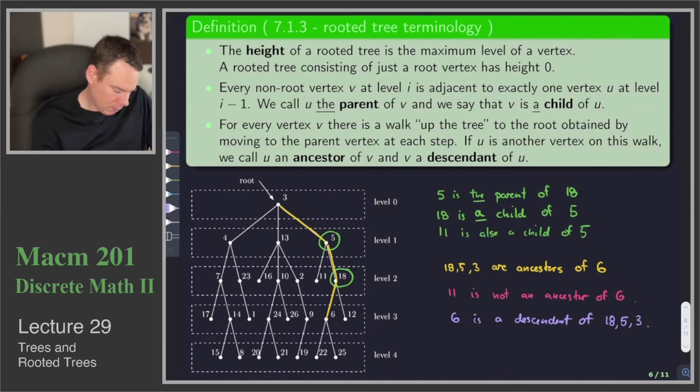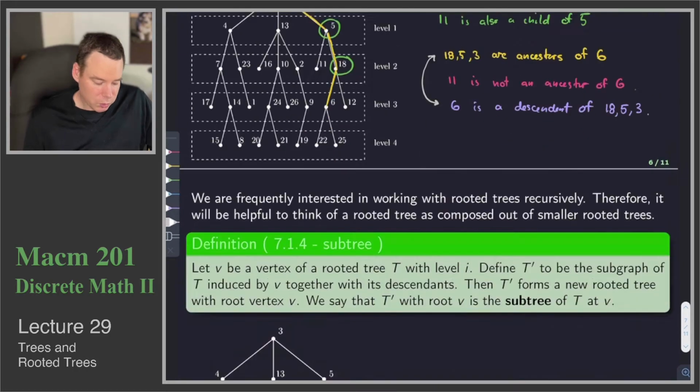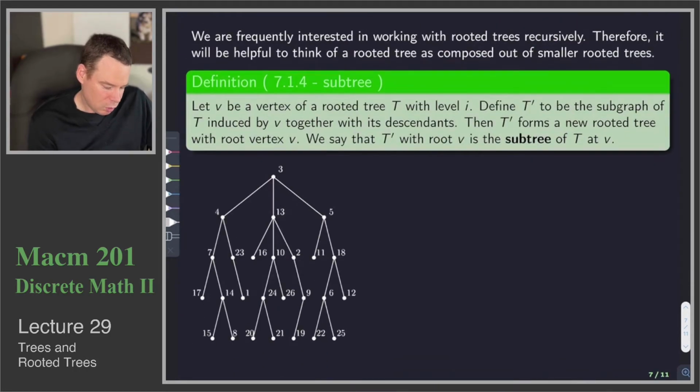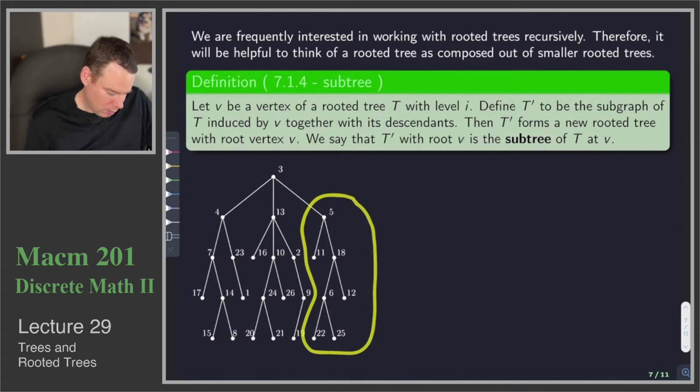So you can see the relationship between ancestors and descendants. So that's just a little bit of terminology that we have for rooted trees. Now we are also going to be interested in subtrees. So for example, if I'm looking at this big tree and then I'm just interested in this part of the tree, starting at 5, everything below it, so all its descendants, then this is a subtree of the big tree T, but it's rooted at 5.